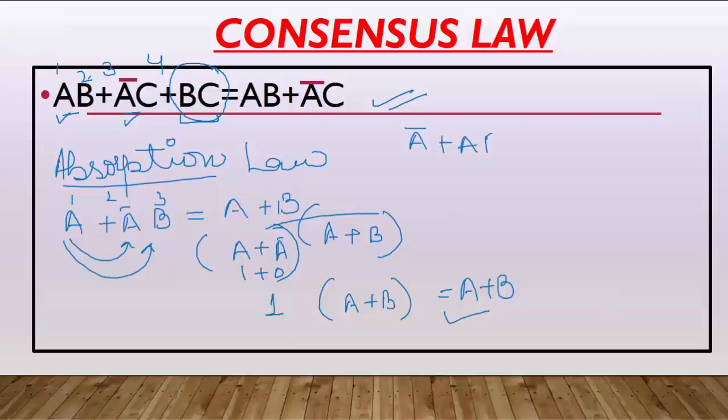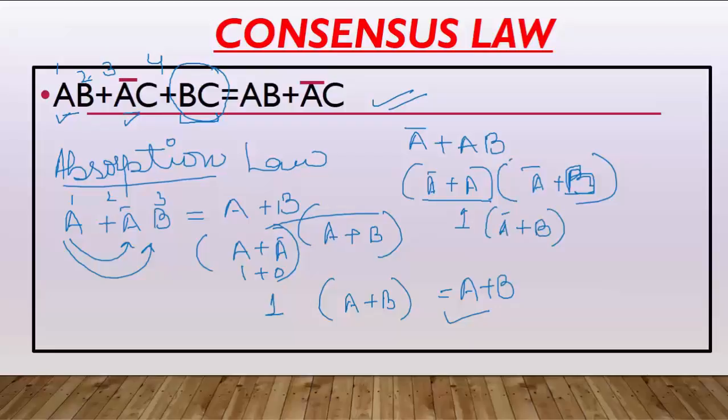And a b, here 1, here a bar plus a, then it is plus, so it will come into product. So a bar plus b. Again here you can see that a bar plus a is equal to 1, and it is a bar plus b. So my answer is a bar plus b.